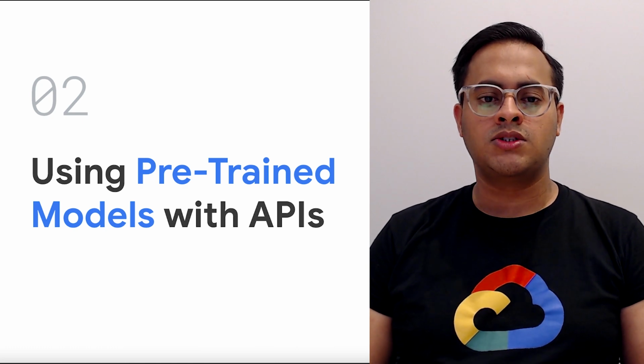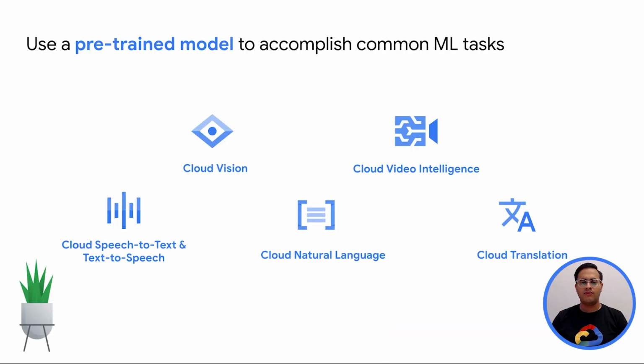Using pre-trained models with APIs. Let's start off with the scenario where you do not have your own training data. In order to leverage ML for your use case, we recommend using Google Cloud's APIs for pre-trained models. Google Cloud currently offers 6 major ML APIs as part of our Cloud AI offerings: Cloud Vision, Cloud Video Intelligence, Cloud Natural Language, Cloud Translation, Cloud Text-to-Speech, and Cloud Speech-to-Text. We will now explore a couple of these APIs.